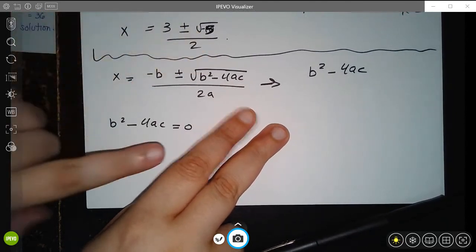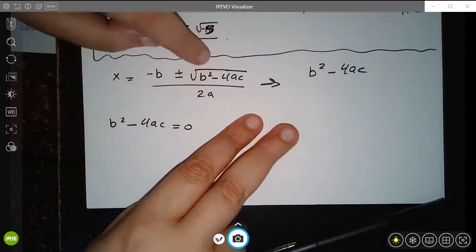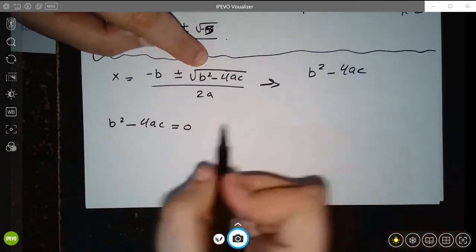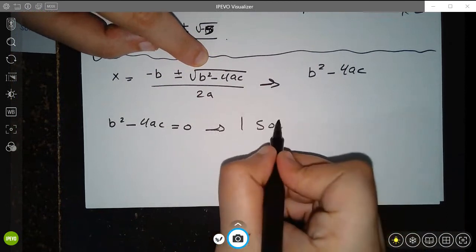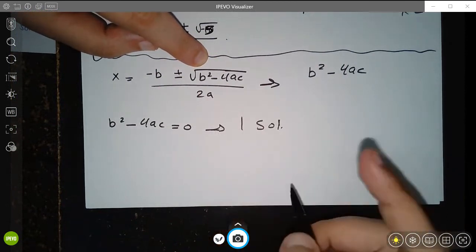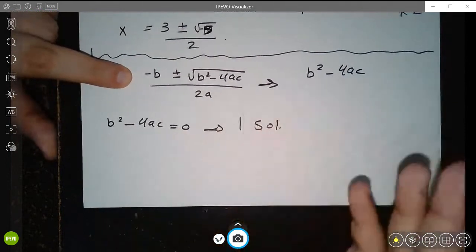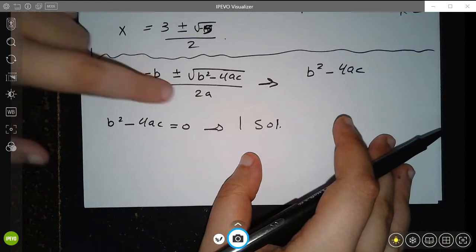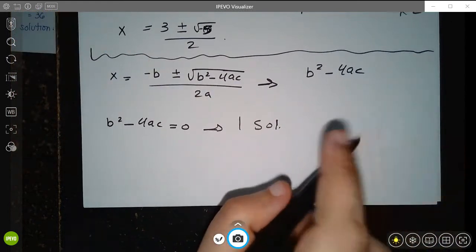So what happens when the value underneath the root is 0? That means you have a square root of 0. When that happens, you will end up with only 1 solution. You won't have 2. It will be the same solution twice. Because the negative b is going to be plus or minus 0, which is the same result. So essentially, it will be x equals negative b over 2a. Make sense? Just the one answer.